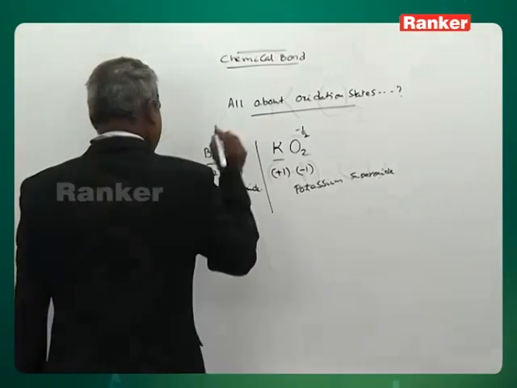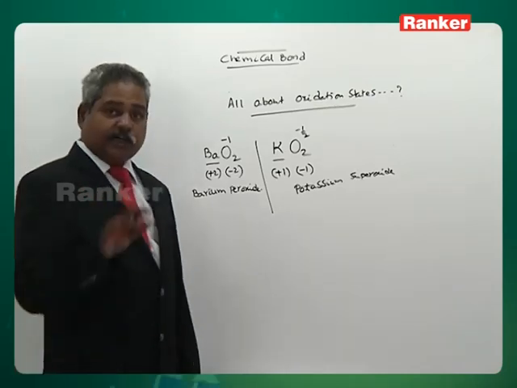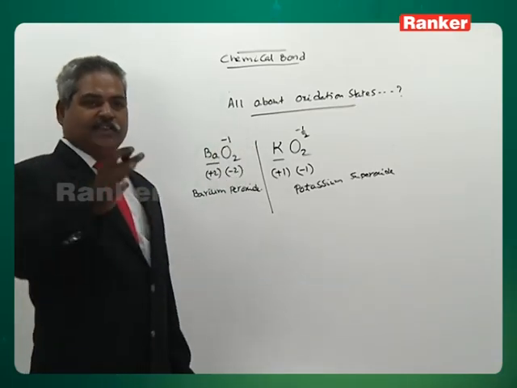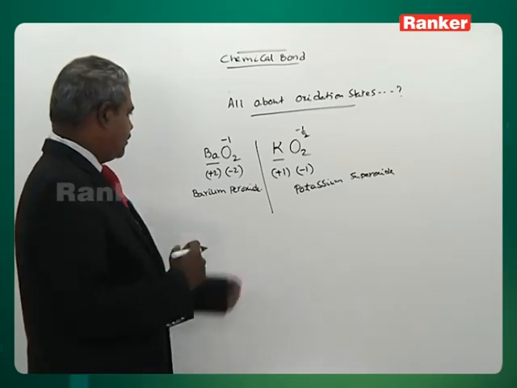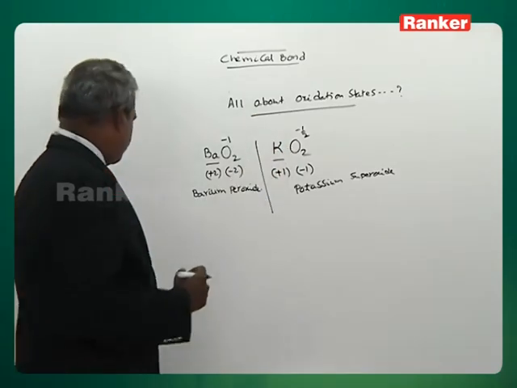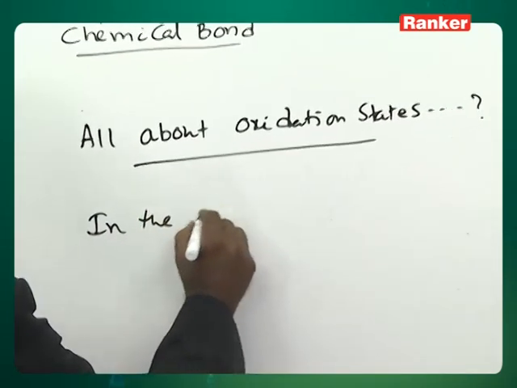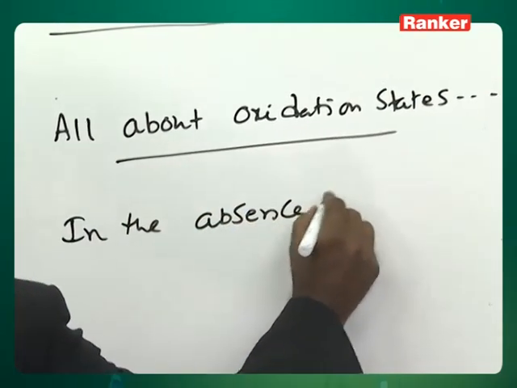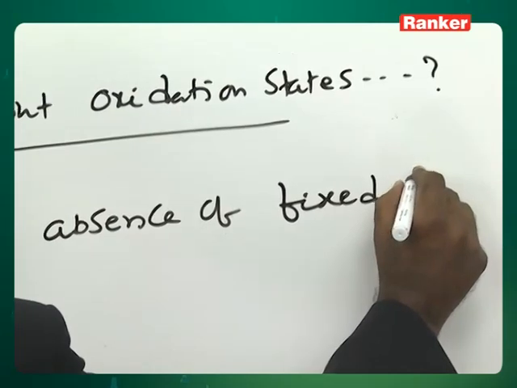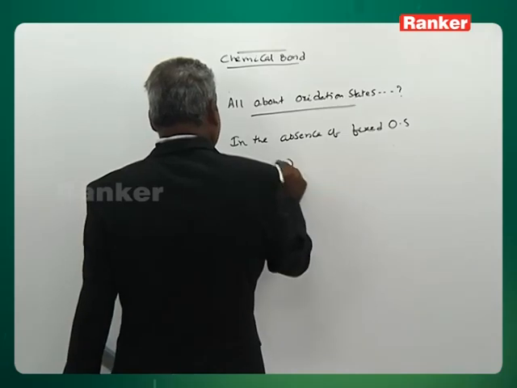Whenever there is an element with fixed oxidation state, that element will take charge of that molecule and decide the oxidation state of others. He will become the owner of that molecule and decide what others should get. Now, in the absence of fixed oxidation state, give minus 2 to oxygen.